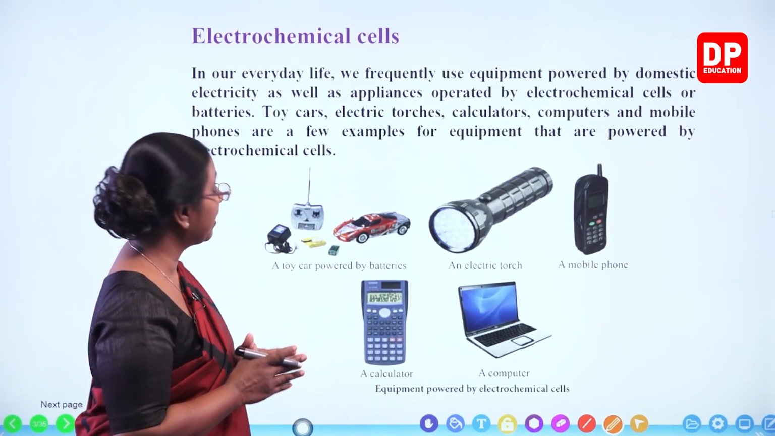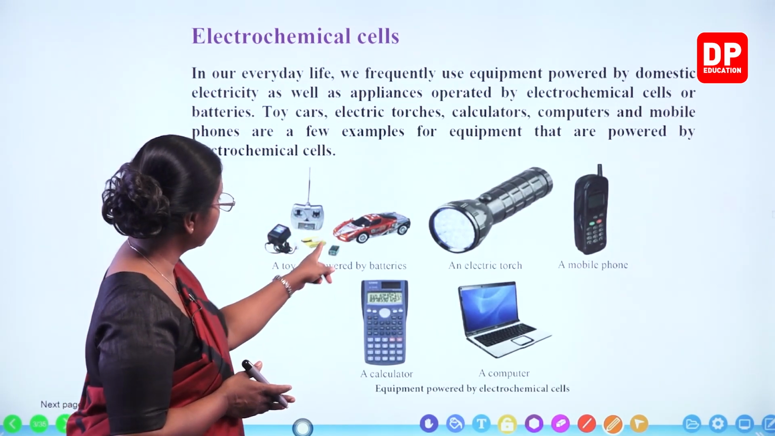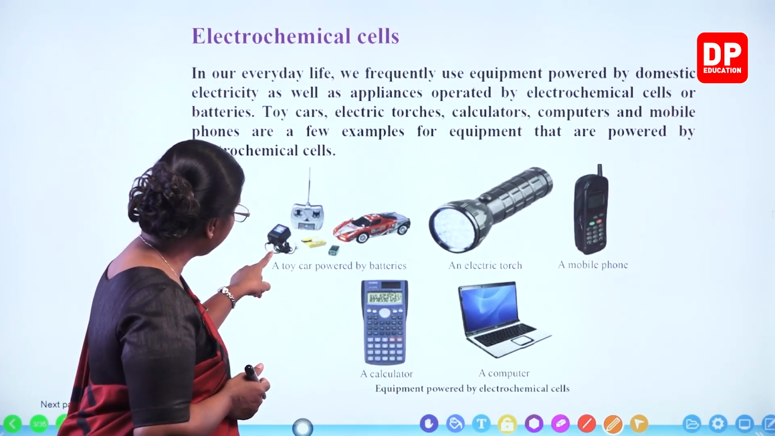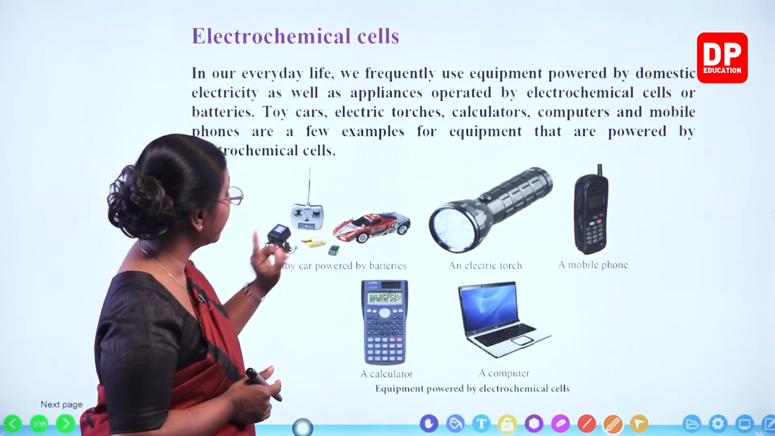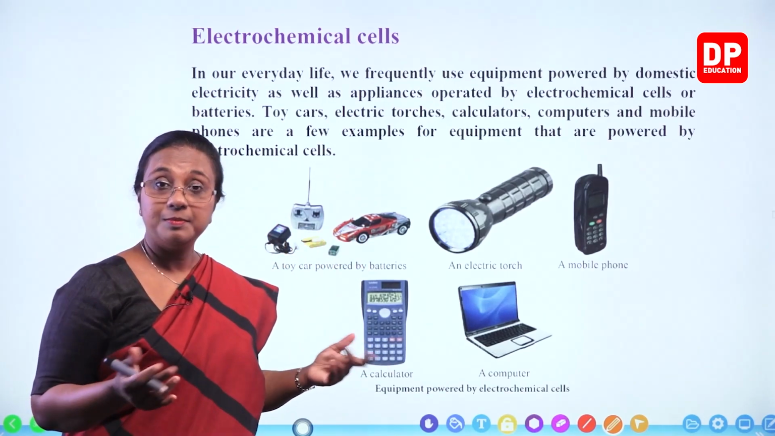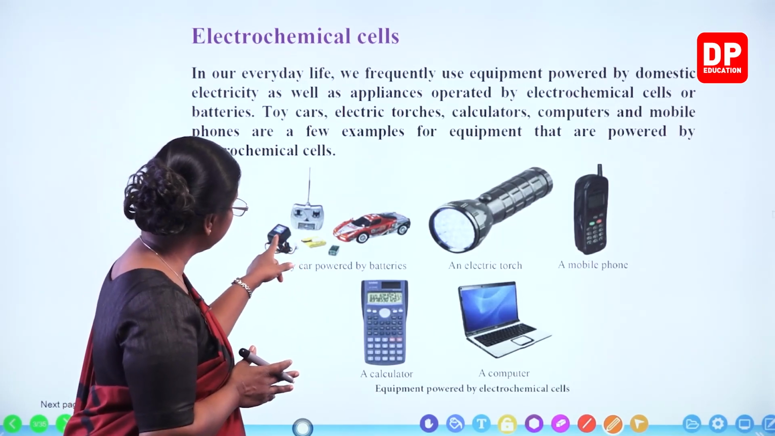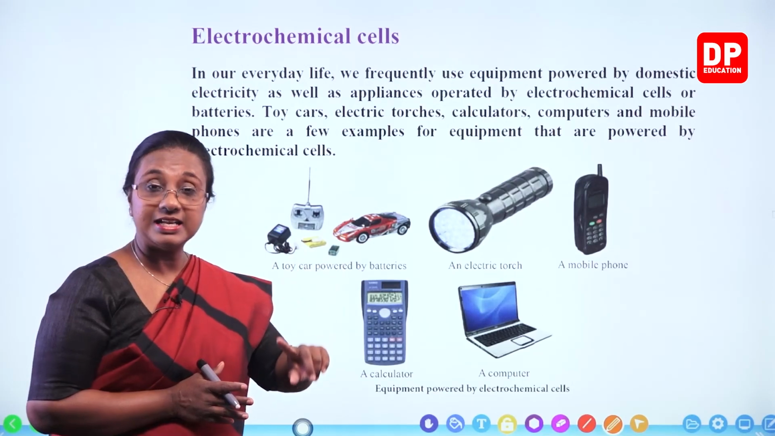A toy car powered by batteries. The remote control cars. Now here you can see this is the toy car, the remote control, and this is the power pack that you get with the toy car, to charge the car. So there, of course, you would have seen now this is connected to the car, and when you plug it in, the car gets charged.